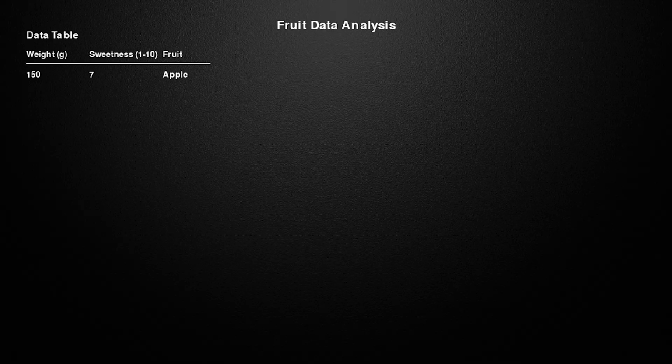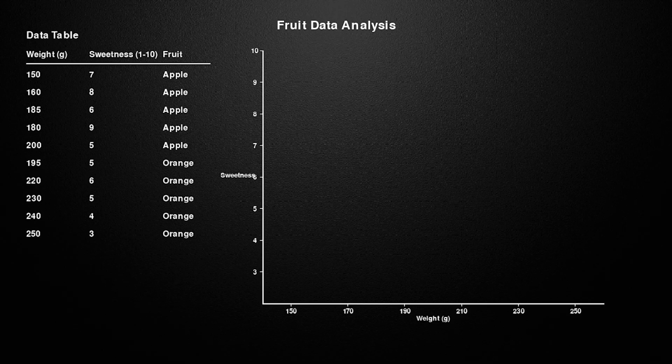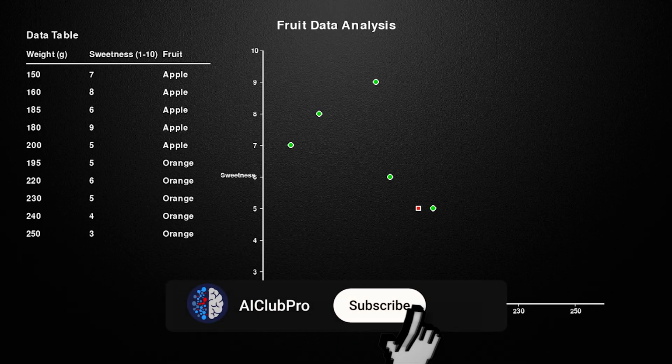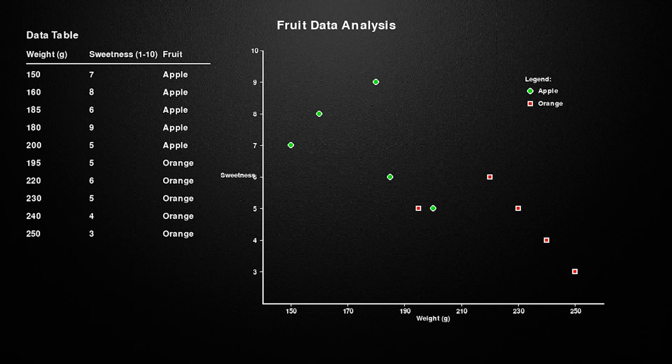So let's start with a classification example. Suppose we have a dataset of fruits with two features, weight in grams and sweetness level on a scale of 1 to 10. You can see a sample dataset over here on the screen. Apples are lighter and sweeter and oranges are heavier but less sweet. If we plot this in two dimensions, red points are represented by oranges and green points by apples.